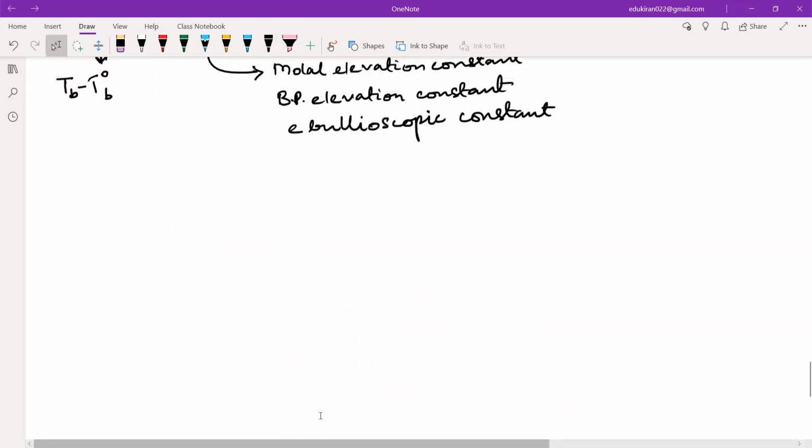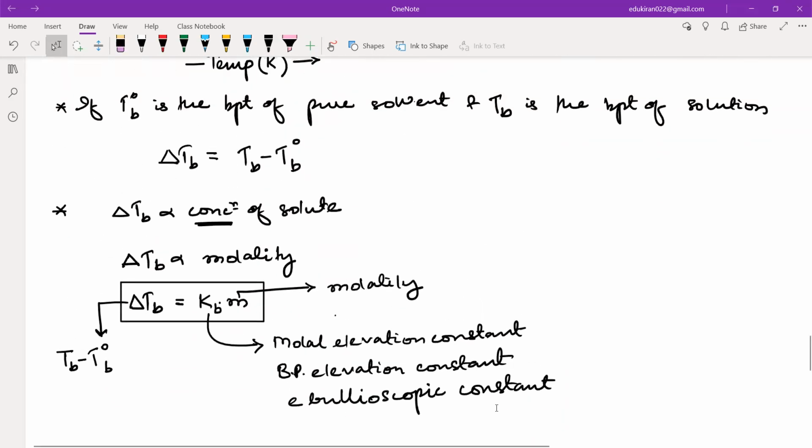Sir, could you show the formula again, please? Yes, sure. लिख लीजिए आराम से.